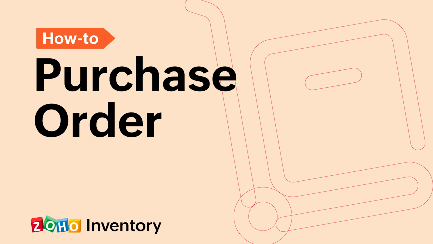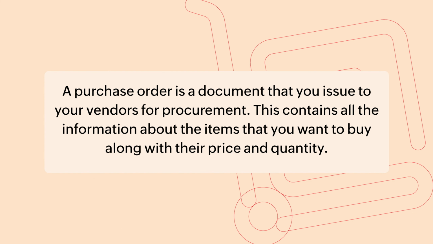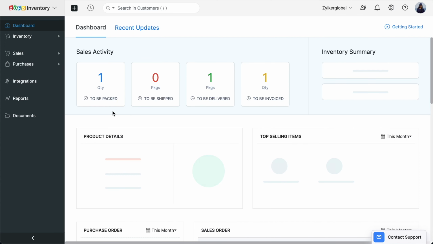Hello everyone, in this video, we'll learn about purchase orders in Zoho Inventory. A purchase order is a document that you issue to your vendors for procurement. This contains all the information about the items that you want to buy, along with your price and quantity. First, let's see how to create a purchase order.